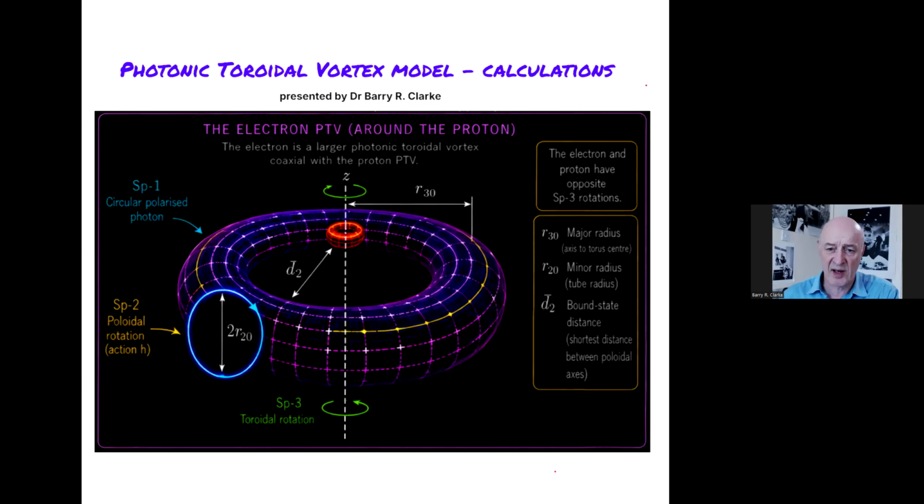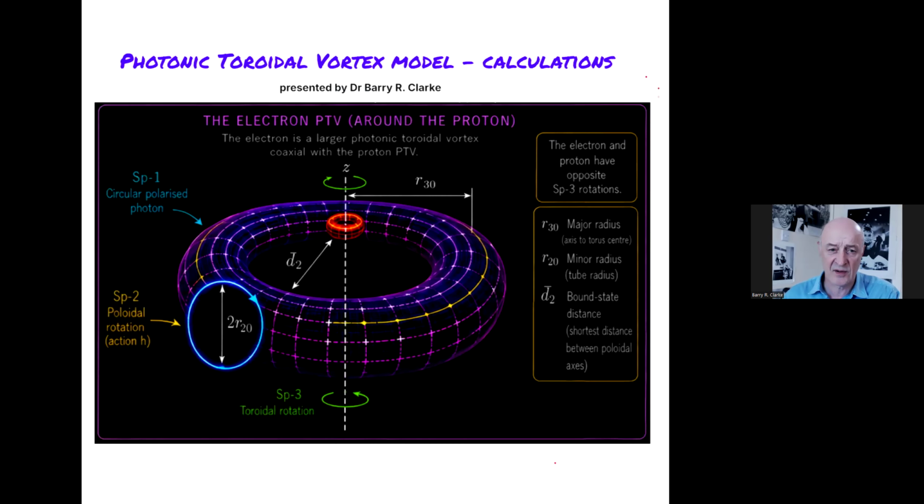Fields are generated by the rotating photon. The poloidal rotation generates a magnetic momentum field, and the toroidal rotation creates an electric momentum field, which is perpendicular to the magnetic one. And they initially propagate at the speed of light.